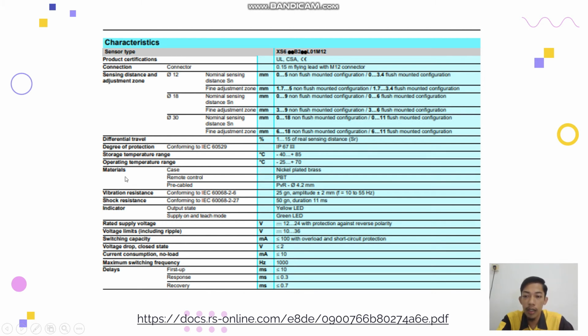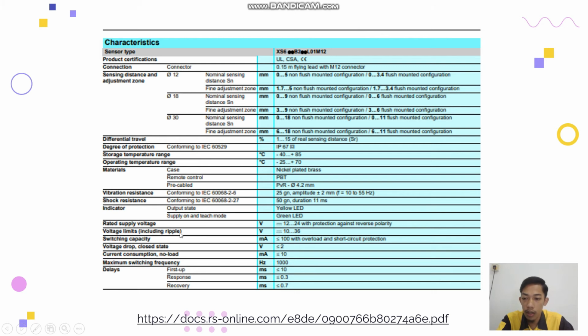Next, the material for this sensor: the case is nickel plated brass, the remote control is PVC, and the cable is PVC with a diameter of 4.2 mm. The output state indicator is yellow, and the supply on and tap mode indicator is a green LED.